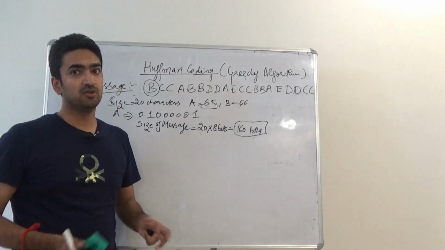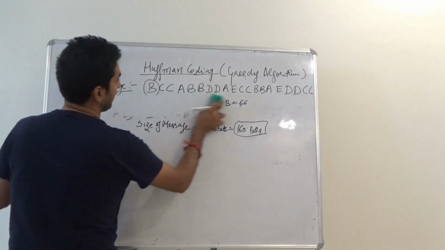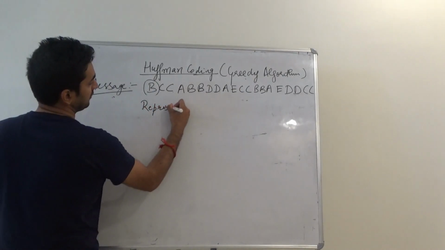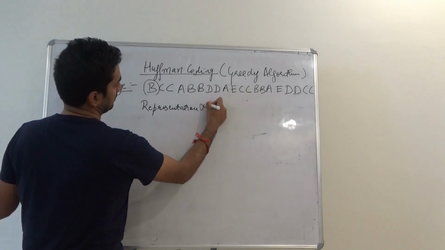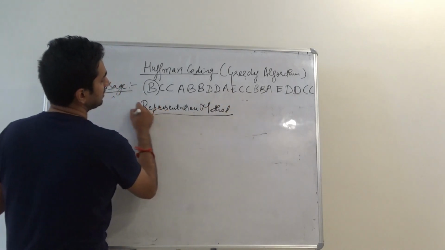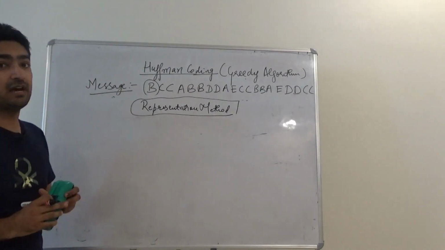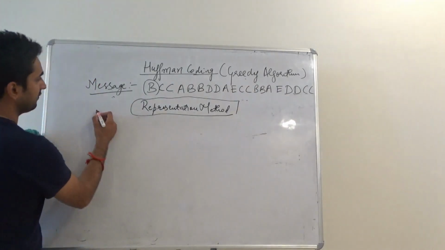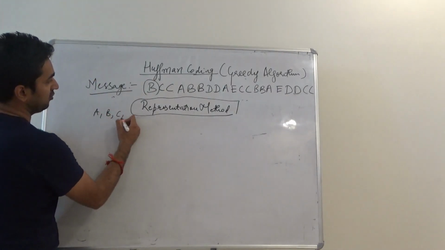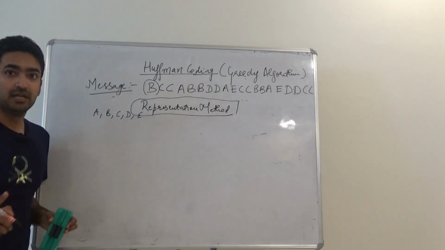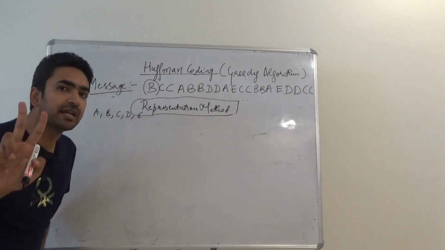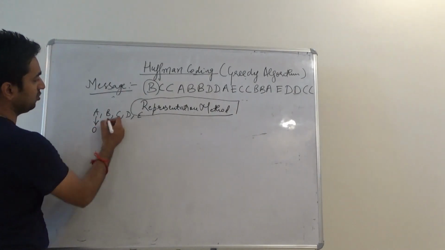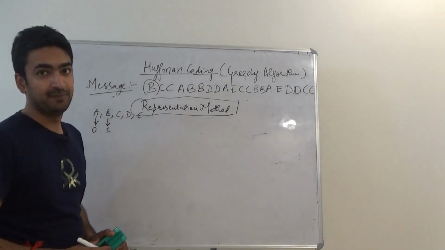There are many ways of doing so. The first way of transcoding this message is a representation method. In the representation method, guys, what we have to do is that firstly we have to see how many different types of characters we have. We have got A, B, C, D, and E. If there are only two characters, either one can be represented as 0 or as 1.